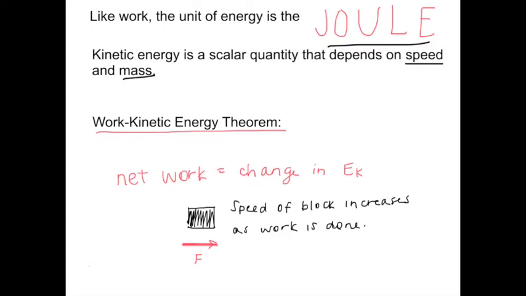So I think we've already seen from the equations that work and kinetic energy are kind of related. This theorem shows how. The work kinetic energy theorem states that the net work on an object is equal to its change in kinetic energy. So for example, if there's work done on this block down here, the speed will increase, or in other words, its kinetic energy will increase.